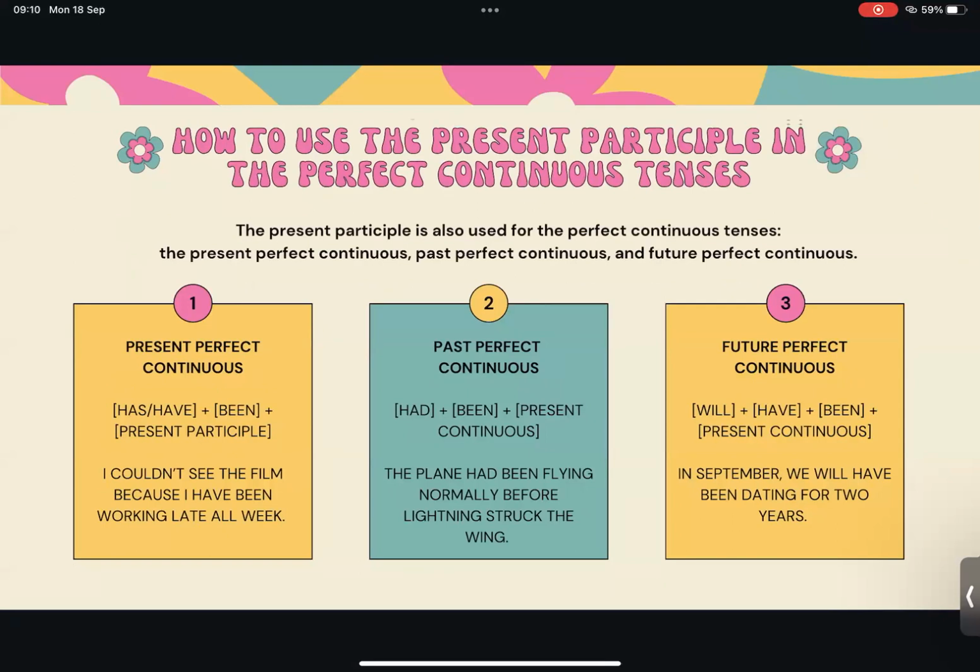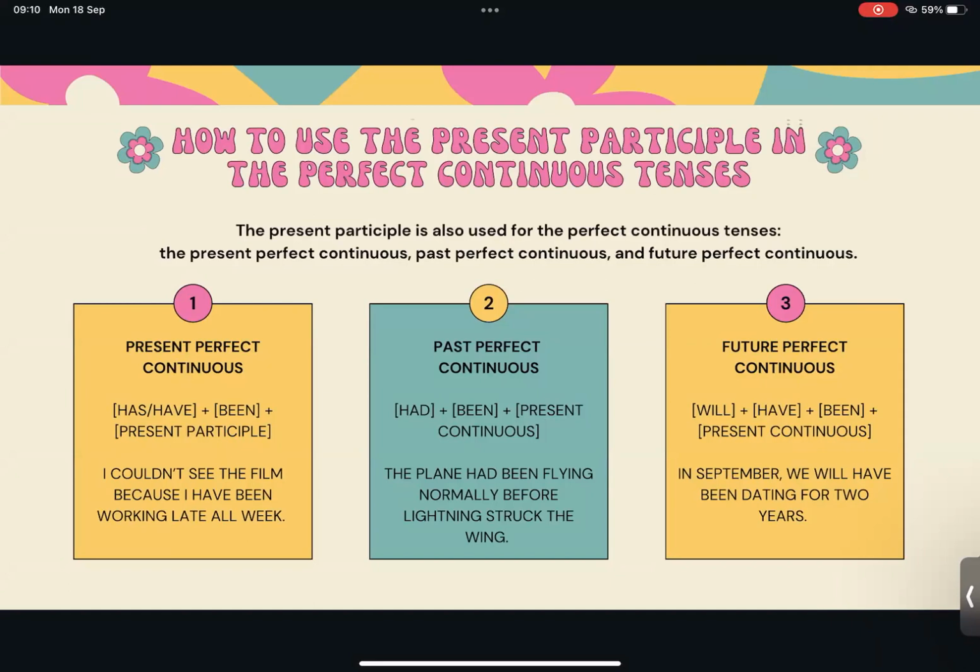How to use the present participle in the future continuous tense. The present participle is also used for the perfect continuous tense: the present perfect continuous, past perfect continuous, and future perfect continuous.